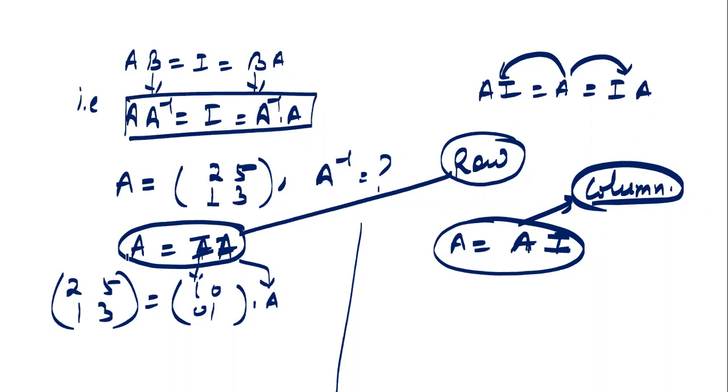Now, I have taken the example, say I want to find out the inverse of the square matrix A equals 2, 5, 1, 3. I can write it like this. So what is the purpose? Now what I will do, if anyhow this matrix becomes I, by doing the transformations in row and column.